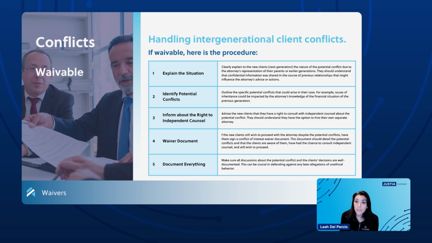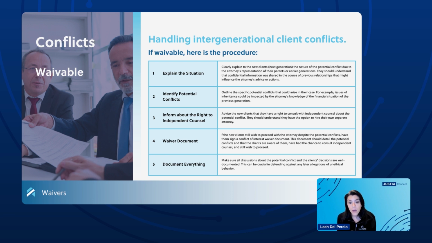Inform them of the right to independent and separate legal counsel. They have a right to consult with another attorney that's not you, and you need to inform them of this, and encourage them to do so about the potential conflict. In many cases, they're going to waive it, but you want it in writing that you inform them that they have the option and they probably should hire separate and independent legal counsel to assist them on just the evaluation of this conflict.